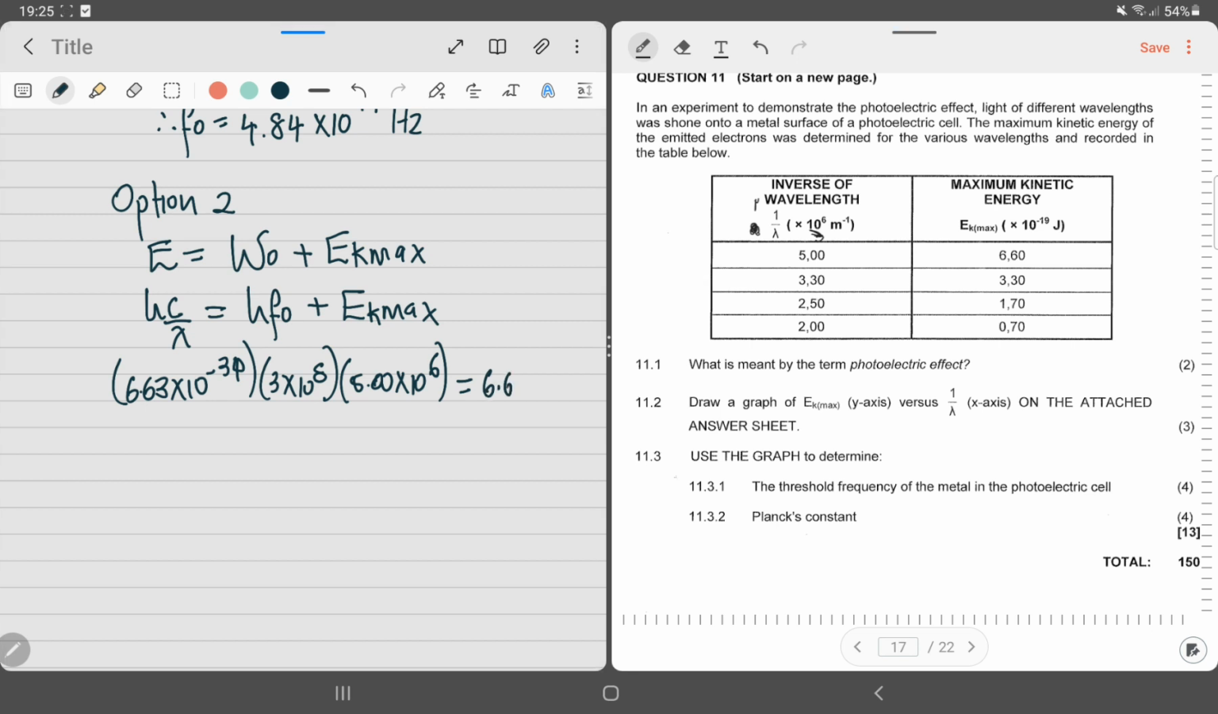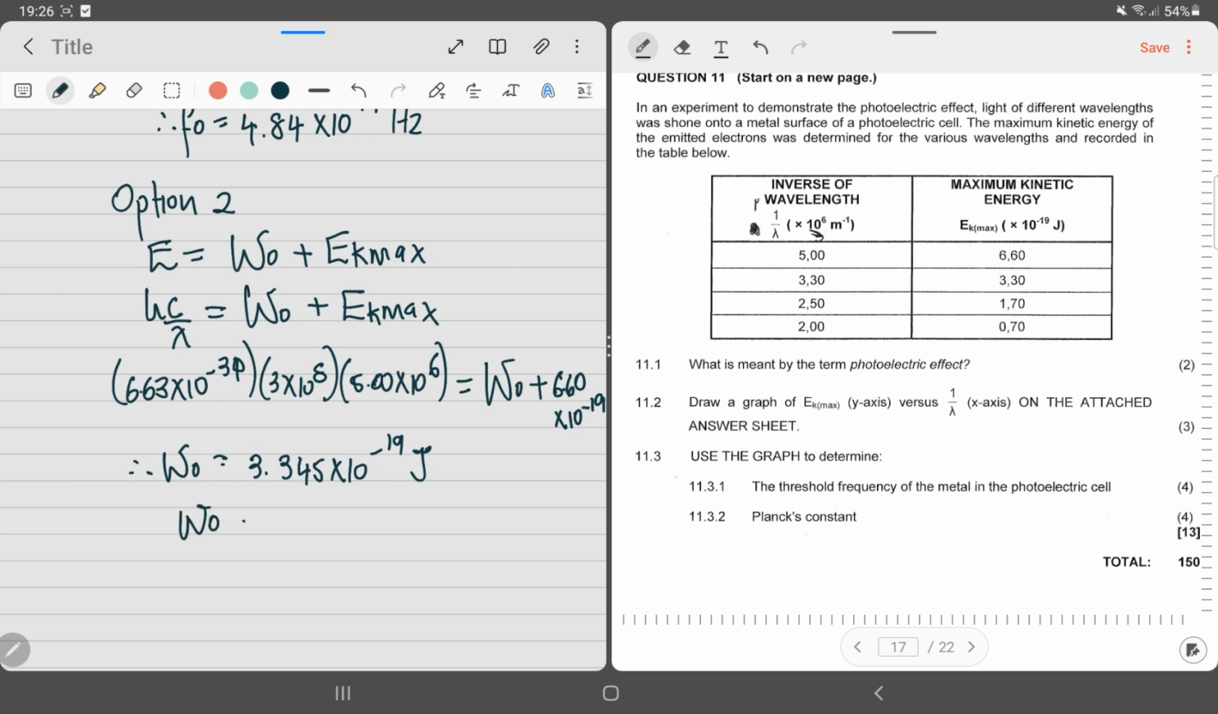So this is 6.63 times 10 negative 34. Okay, let's just use W0 here, the work function, so that we make our work easy. And the EK, that's 6.60 times 10 to the negative 19. 6.63 times 10 to negative 34, 3 times 10 to the exponent of 8, and then 5 times 10 to the exponent of 6. So all of this should be minus 6.60 times 10 to the exponent of negative 19. So I'm getting 3.345 times 10 to the exponent of negative 19 joules.